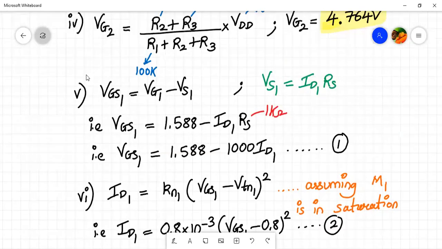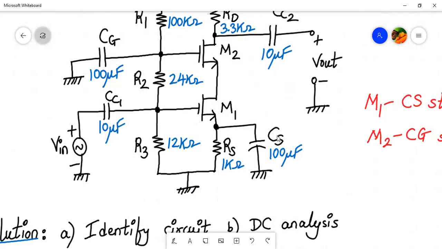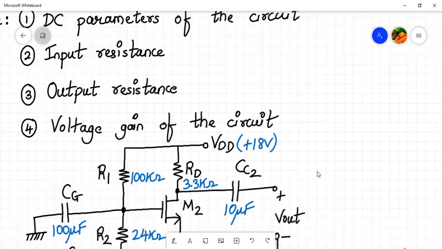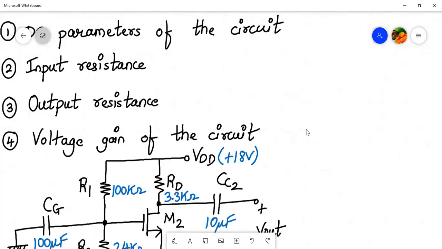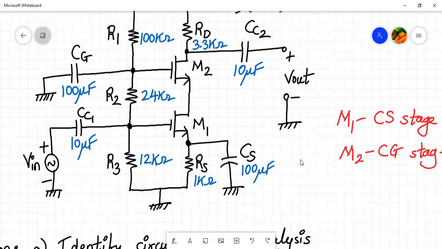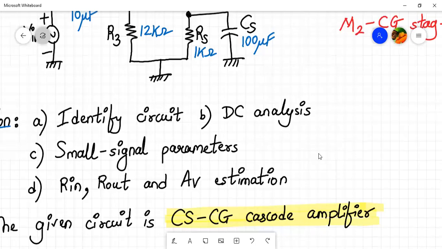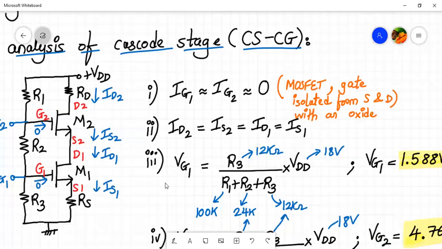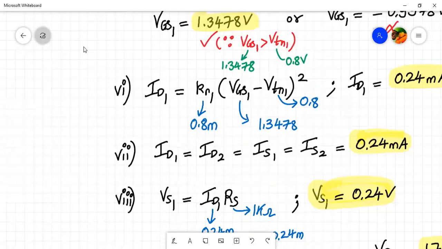You see, if you look at the circuit diagram, M1 and M2 have similar parameters. Kn1 and Kn2 are the same, VTN1 and VTN2 are the same. So their VGS1 and VGS2 also will be similar, right? If M1 and M2 are symmetric, their VGS values also will match. So let us go down and check how to proceed further.